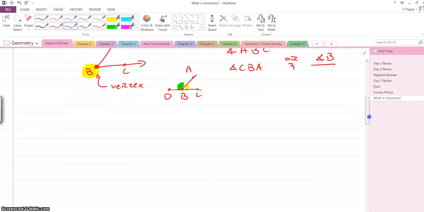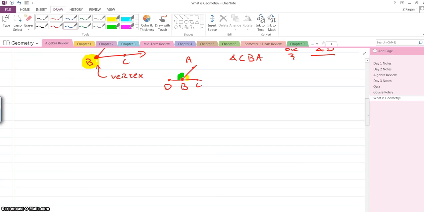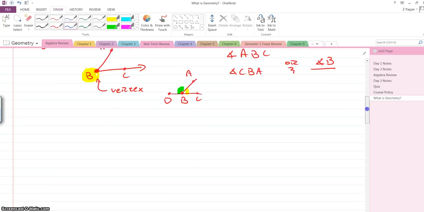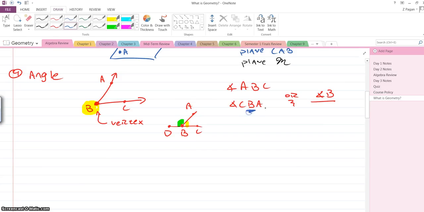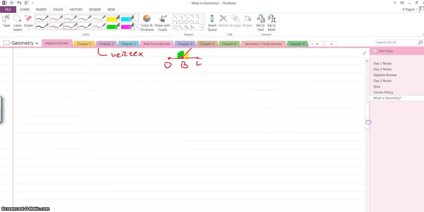Alright, so those are kind of our main things. Point, line, there's three types of lines: a regular line, a line segment, and a line ray. A plane, which is a flat surface that contains three non-collinear points. And an angle, make sure you know what the vertex is, because the vertex always has to be in the middle. When naming an angle, we go in order. Alright, good. A little bit more vocab for you.